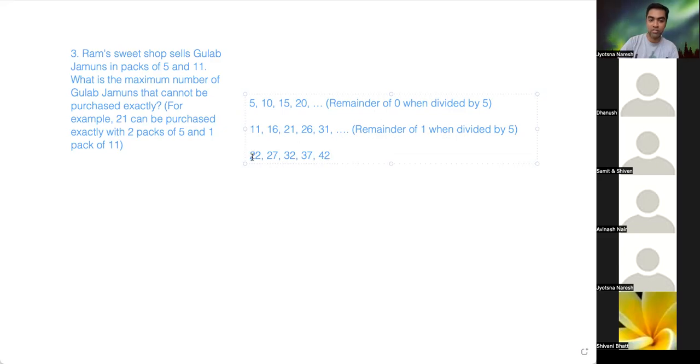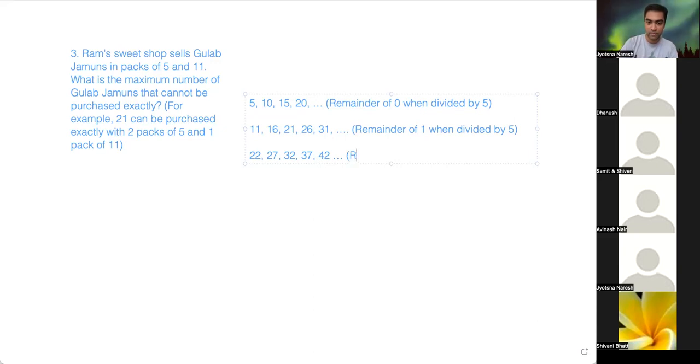I start with two 11s. I add a 5, I add another 5, I add another 5, I add another 5. So all of these are also possible. What is true about these? They all end in a 2 or 7. Good. Can we write it in the same way?